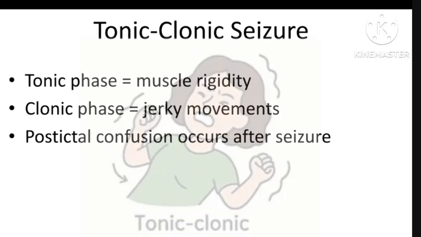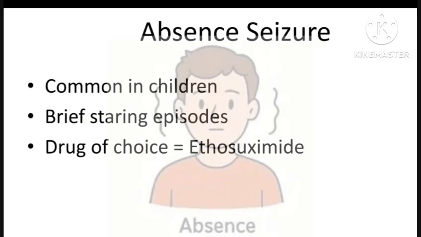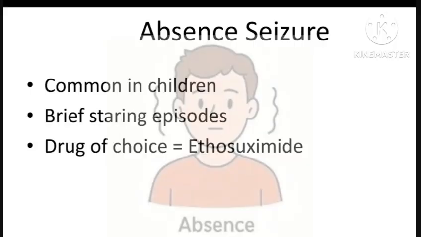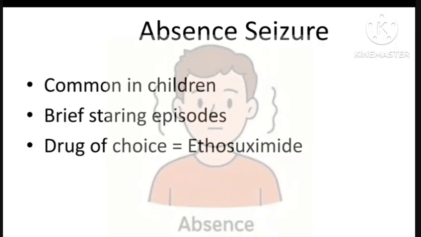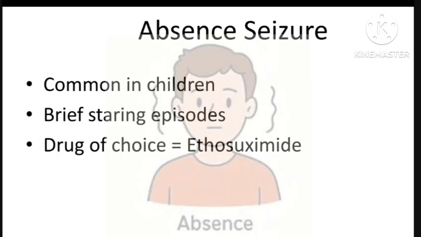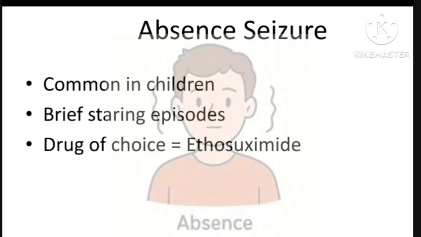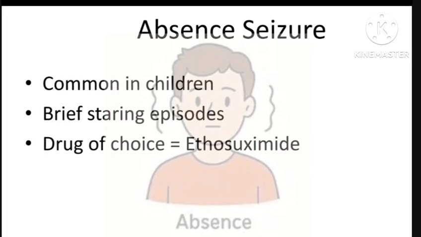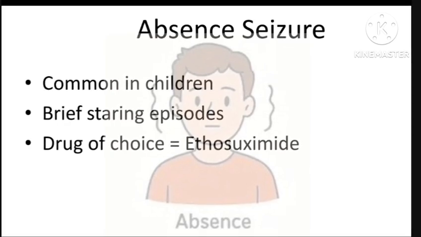Next, absence seizure. It is common in children. Very brief episodes. The child suddenly stares blankly for a few seconds, then returns to normal. So, no major body jerking. Teachers may think the child is daydreaming, but a very important clinical point, ethosuximide is the drug of choice.